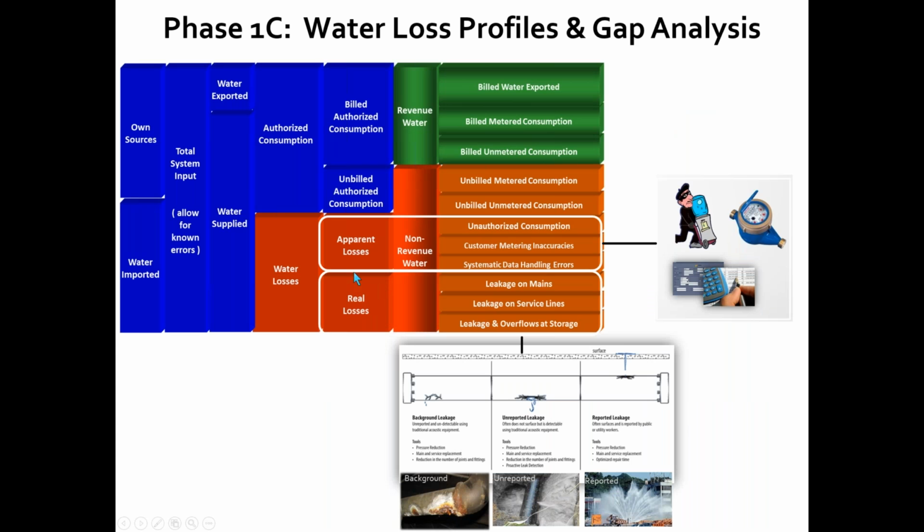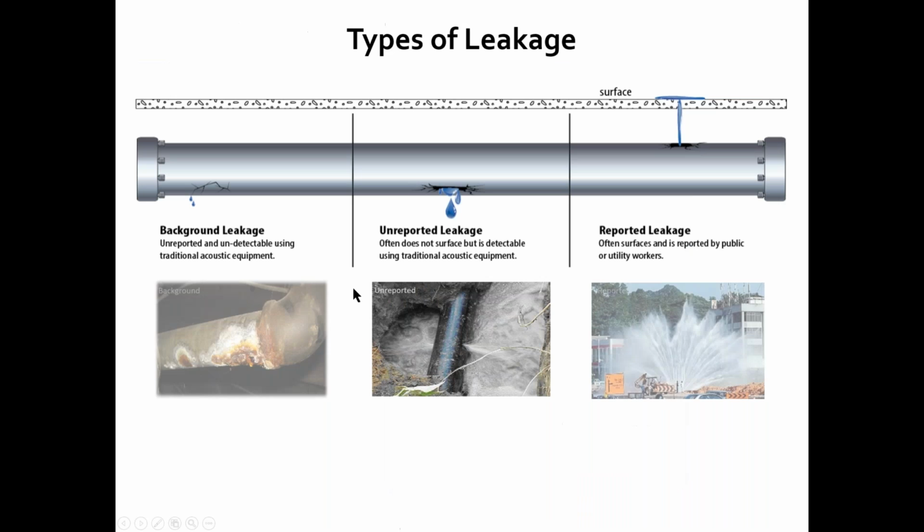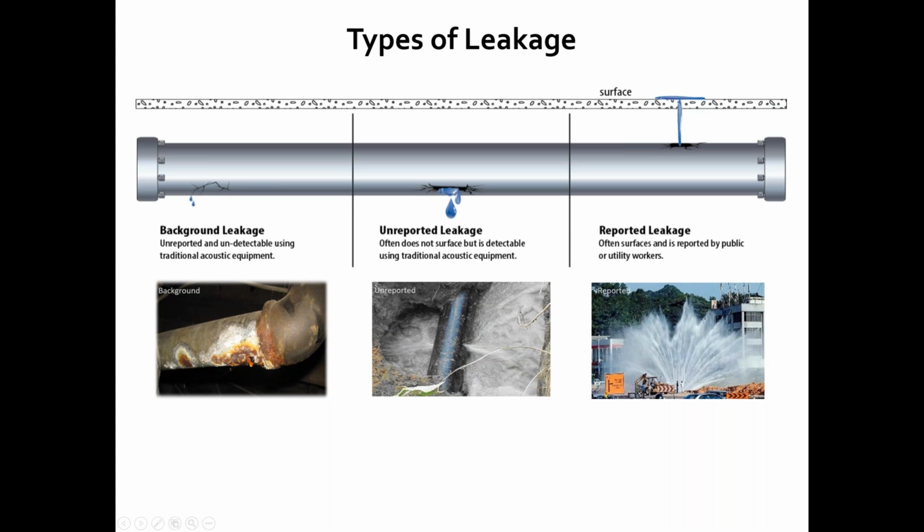The total top-down water balance gives you one number for the year, total real loss. Well, we break that down. The stuff that comes to the surface is only part of that. So you've got this other component called background leakage. These are not generating sound. They're not detectable through traditional means. And so if you go out and do acoustic leak detection, you're not going to be able to detect that portion of the leakage. And so acoustic leak detection is not the right tool.